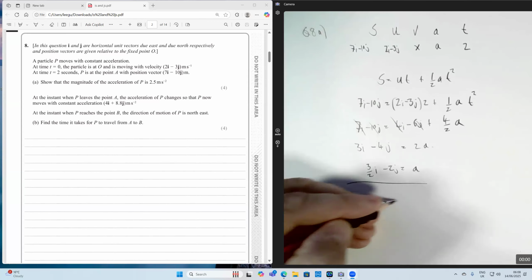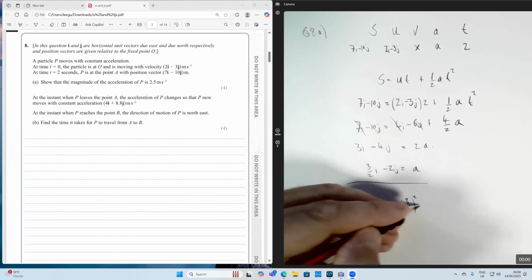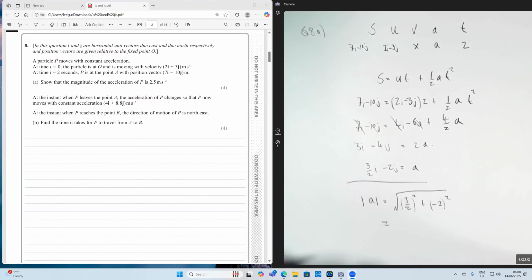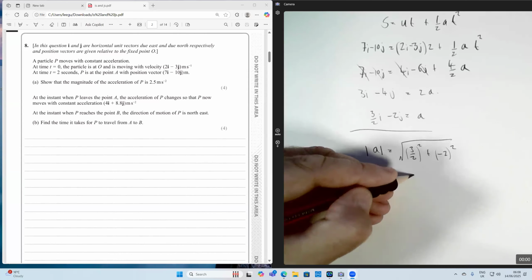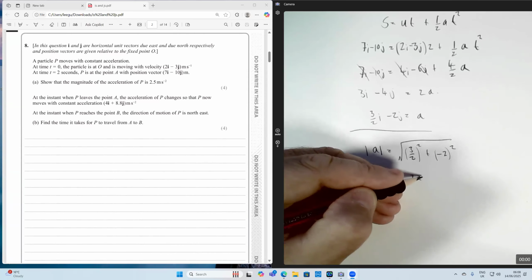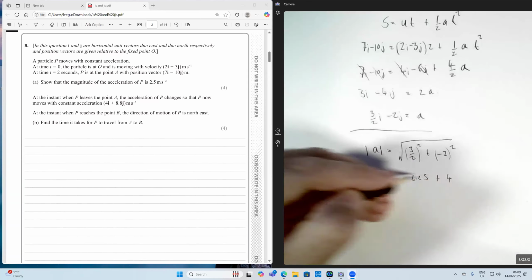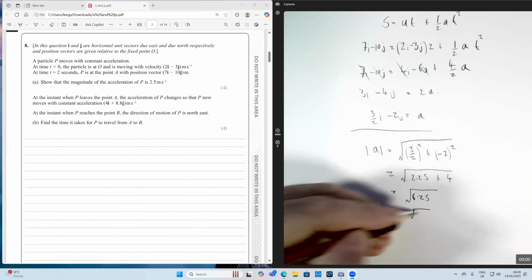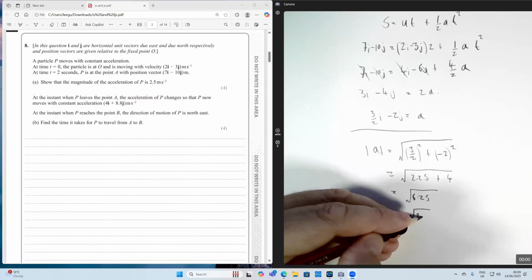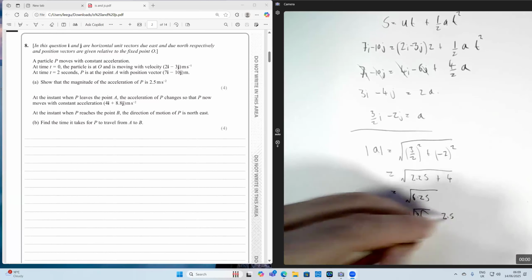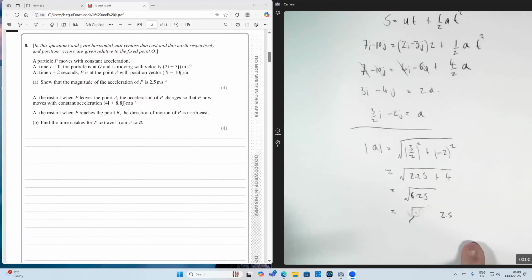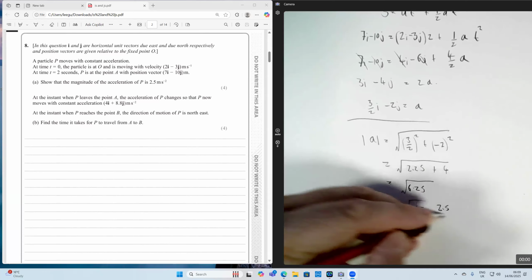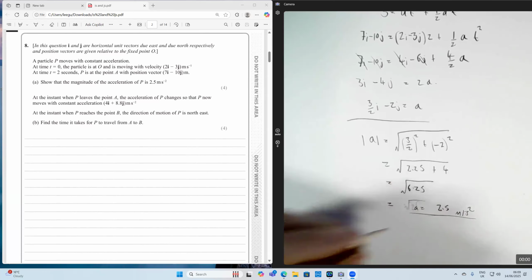If we take the magnitude of this acceleration, that's going to be the square root of 3 over 2 squared plus minus 2 squared, added together and square rooted. That's 1.5 squared, which is 2.25, plus 4, which is 6.25, and the square root of 6.25 is a square number, which gives 2.5. So there we go, we have the first part done. Our acceleration is equal to 2.5 meters per second squared.